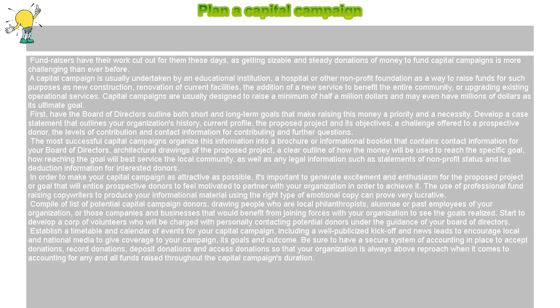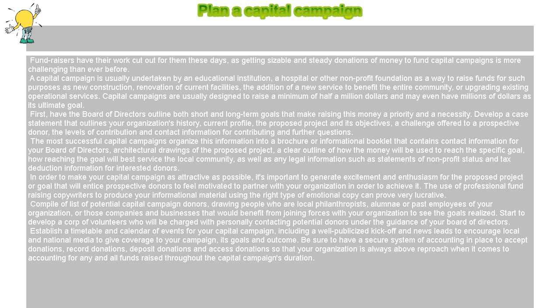Compile a list of potential capital campaign donors, drawing people who are local philanthropists, alumni or past employees of your organization, or those companies and businesses that would benefit from joining forces with your organization to see the goals realized. Start to develop a corps of volunteers who will be charged with personally contacting potential donors under the guidance of your board of directors.